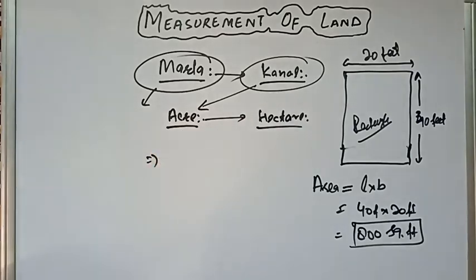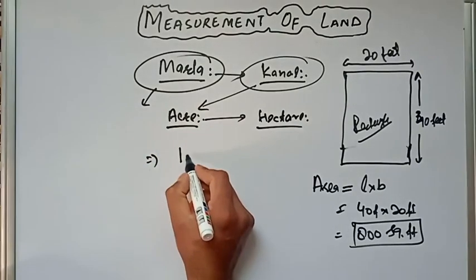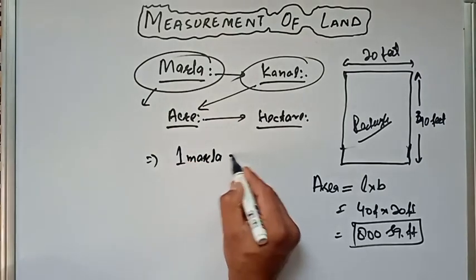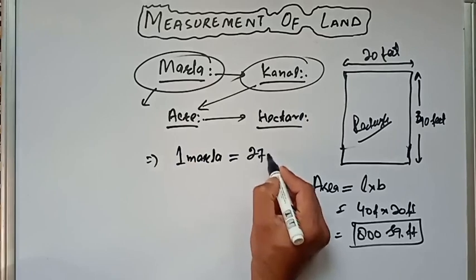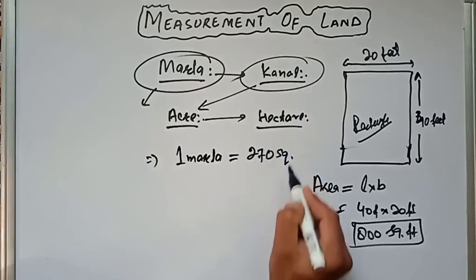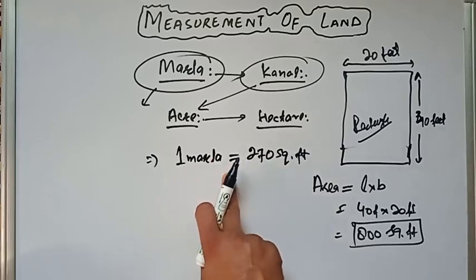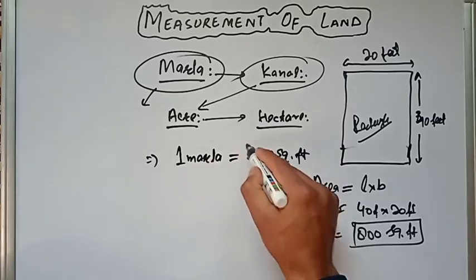You need to understand, or you need to find down this thing, that one marla of land is equal to 270 square feet. One marla of land is equal to 270 square feet.